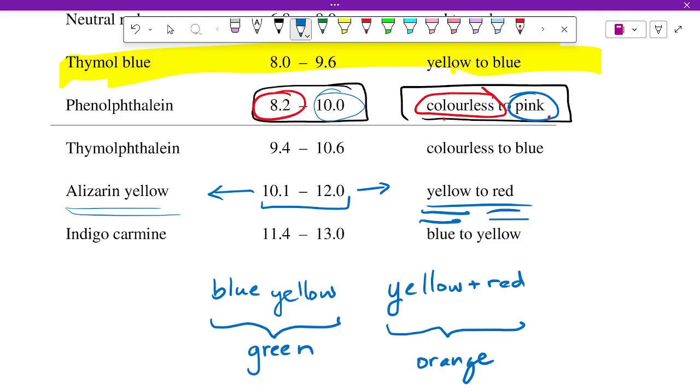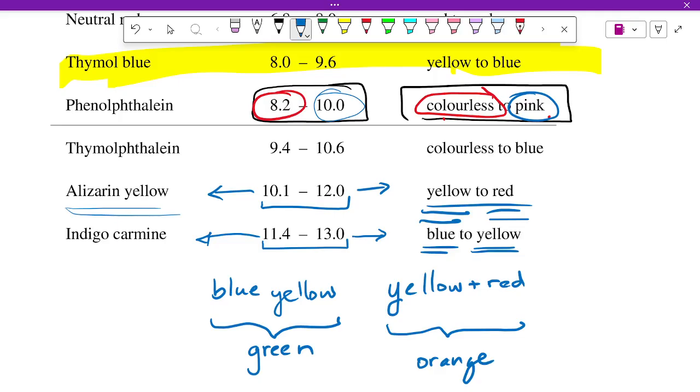But for, say, indigo carmine, if we were in between 11.4 and 13, so say our pH was 12, the solution would be green. If we were at pH 14, it would be yellow. And if we were at pH 10, it would be blue.